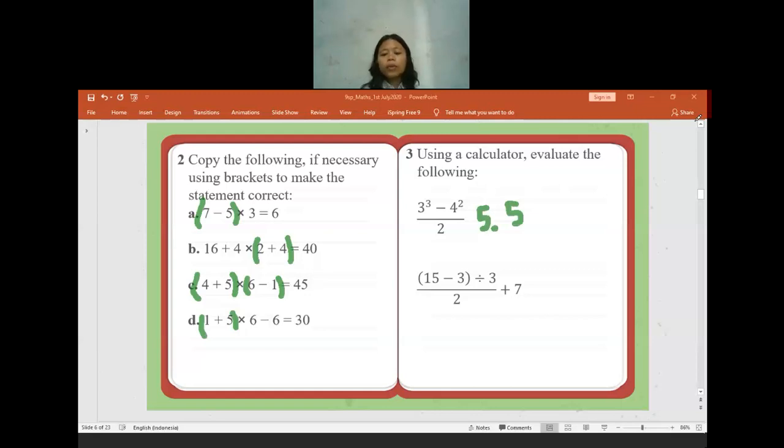For question 3B, how many will it be? 9, teacher. Sorry, how many? 9. Okay. Is there anyone who disagrees or gets confused? No, teacher. So we have it's 9.